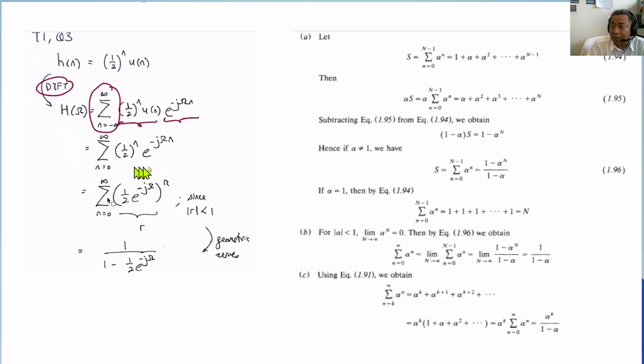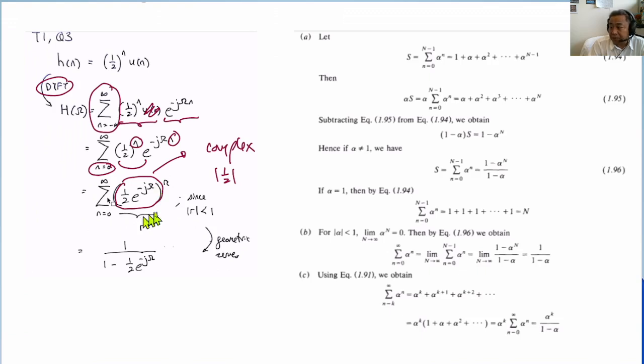Now first, let's get rid of u of n. So it means that we start from n equals 0 to infinity. We then recognize that these terms are common. We can collapse the common terms at the bottom. So we collect this, and this is half e to the minus j omega. So this is actually a complex number in the complex exponential form with amplitude half. So its magnitude is half, and it has a different angle based on omega.